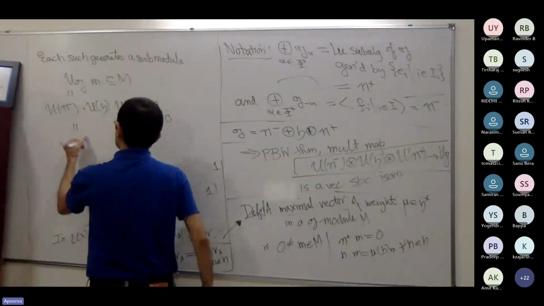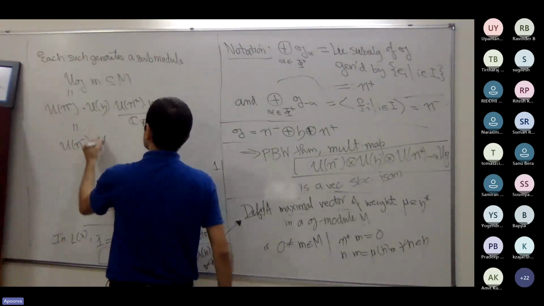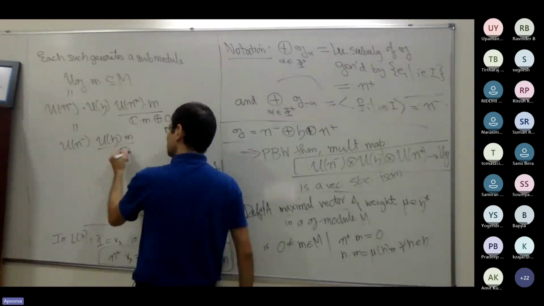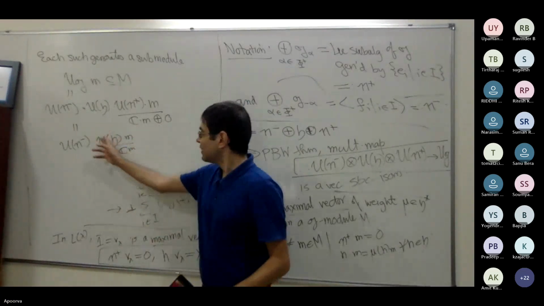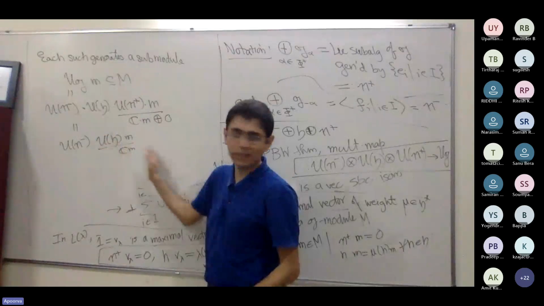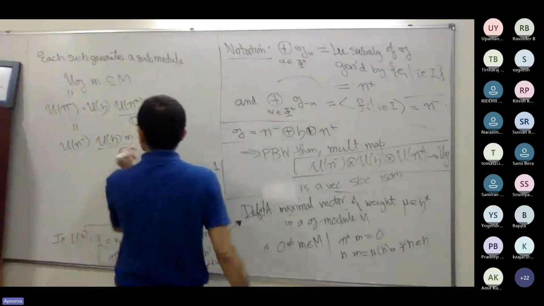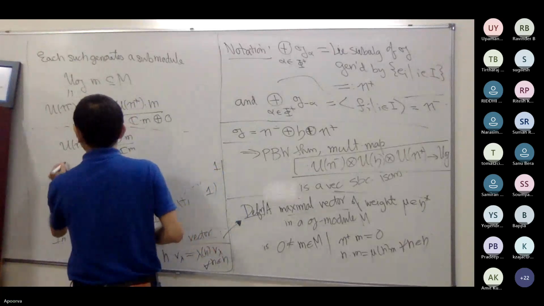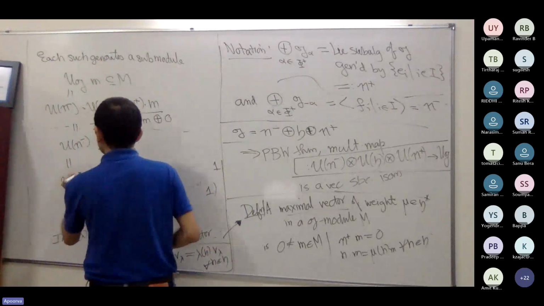UN minus. And now it's UH times M. But UH times M is again the same as C times M, because everything is a scalar times M and the one vector sits inside here. So all scalars sit. Okay. So therefore, this is equal to, so it's really UN minus N.